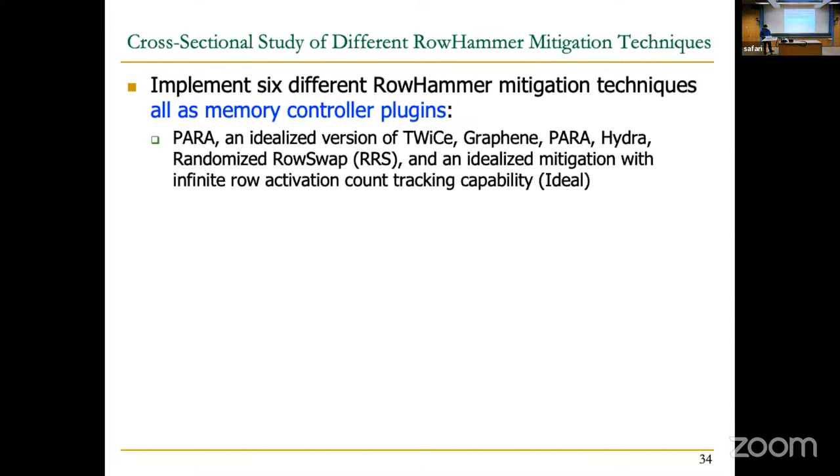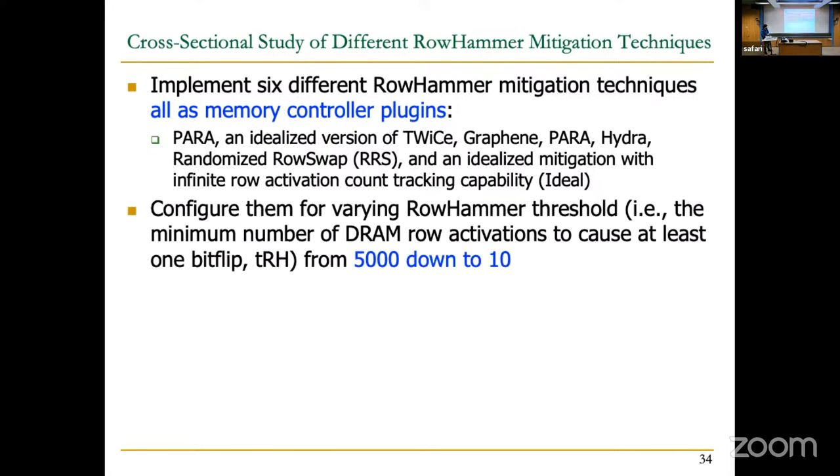Okay. So the implemented mitigations are PARA, an idealized version of TWiCe that doesn't care about the row tracking table size, Graphene, Hydra, randomized row swap, and then an ideal mitigation that tracks the activation count for every DRAM row with infinite capability, and we call this the ideal. We configure all of these mechanisms for varying RowHammer threshold, that is the minimum number of DRAM row activations to cause at least one bit flip, or TRH, from 5,000 down to extreme values of only 10.